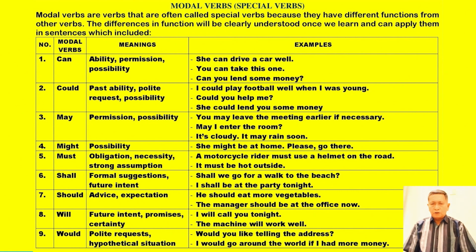2. Could. The past tense form of can. It has the meanings of possibility, polite request, or possibility. Examples: I could play football well when I was young. Could you help me? She could lend you some money.